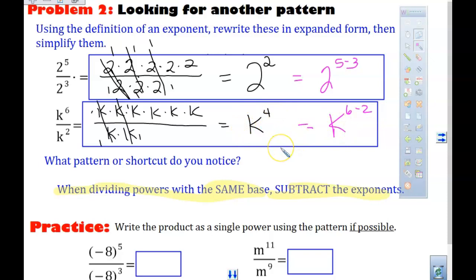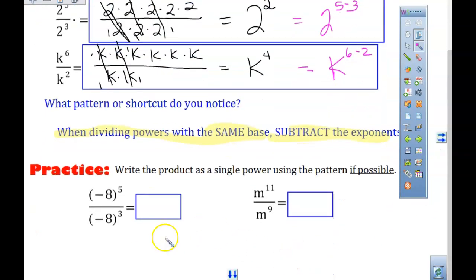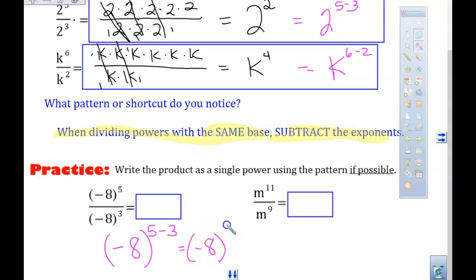So when we multiply, we add our exponents. That's the same base. Has to be the same base. And when we divide, we are going to be subtracting. So, parentheses are super important. If the problem starts with a parenthesis, your answer must have that parenthesis in it. So, we are going to put -8, and we're thinking of subtracting, 5 minus 3, which really gives us -8 in a parenthesis to the second.